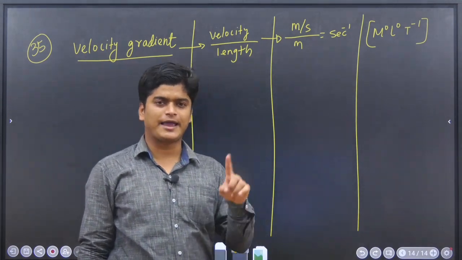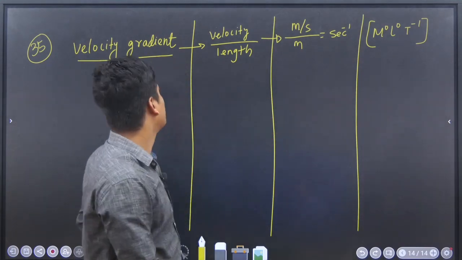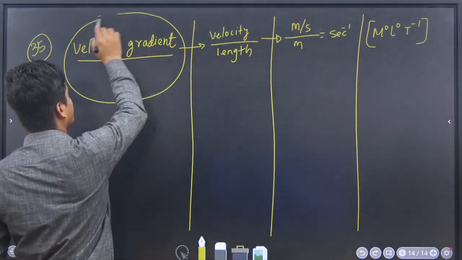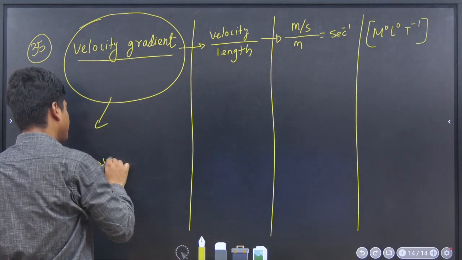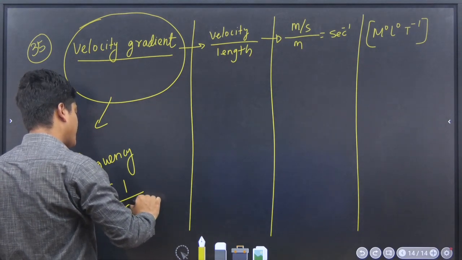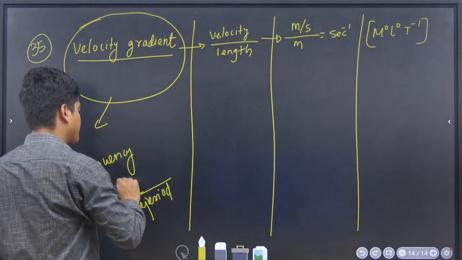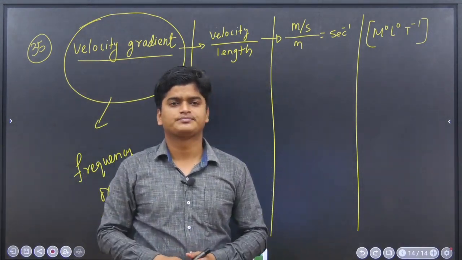because time period unit is second and frequency is 1 by time period. So the velocity gradient unit is the same as frequency or 1 by time period. Sometimes a question will come asking which dimension is matching with what. So this is what you understood in today's class.